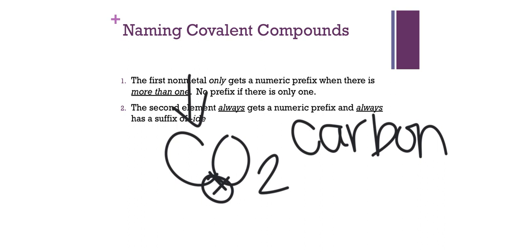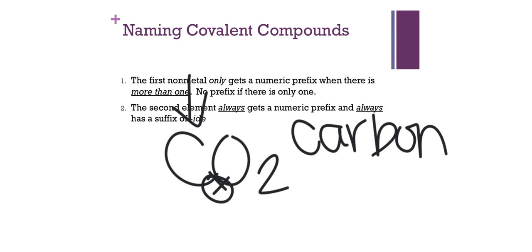The next rule, the second element always gets a numeric prefix and always has a suffix "-ide" at the end. The "-ide" is not new. We did that with ionic compounds. So keep that habit up. But it says you always use a numeric prefix. In your notes, you'll see that I have added those prefixes into your notes. I didn't put them on the slide. I just didn't want to take the room because I knew I'd be writing on the slide.